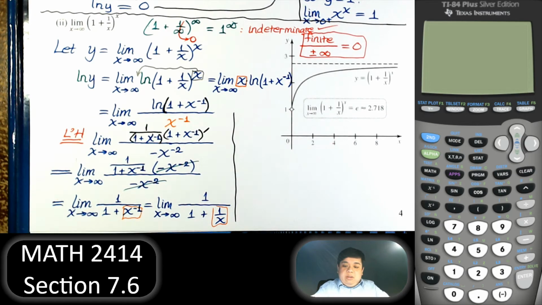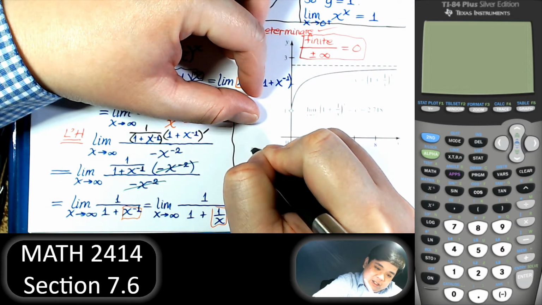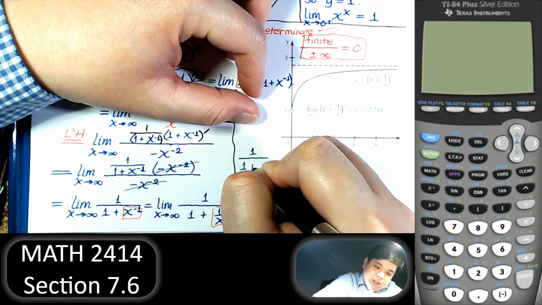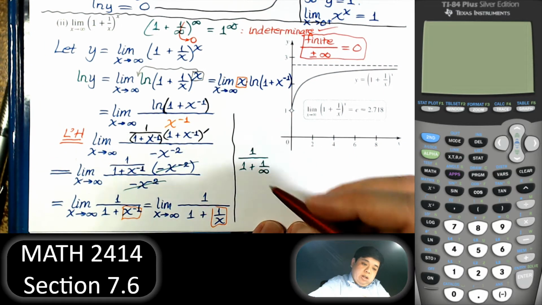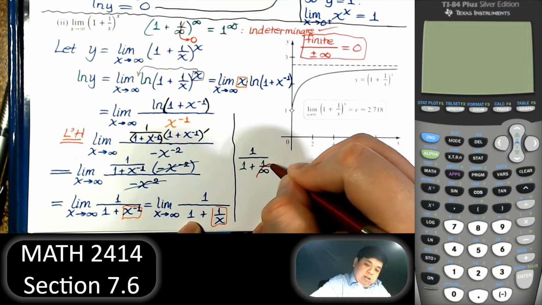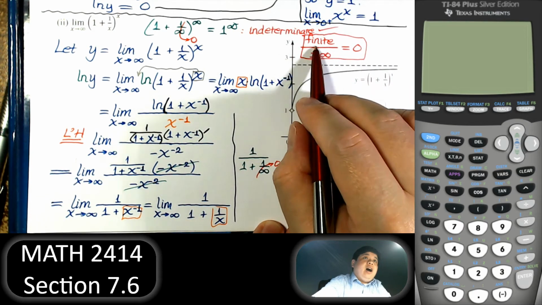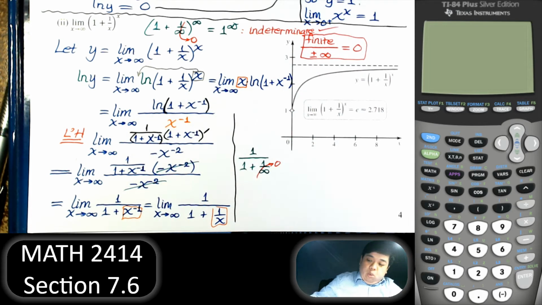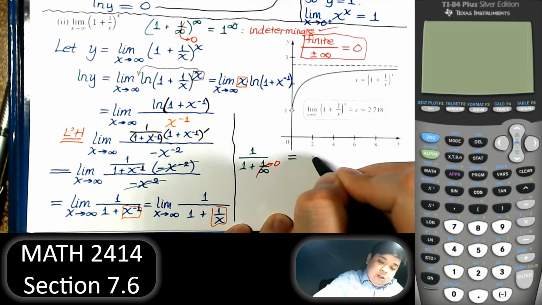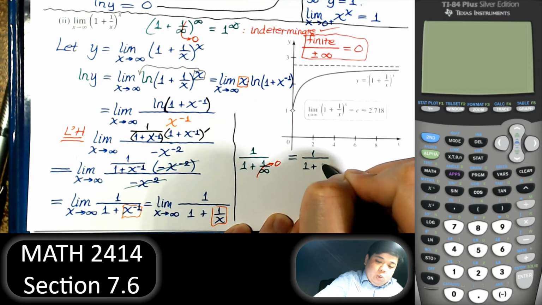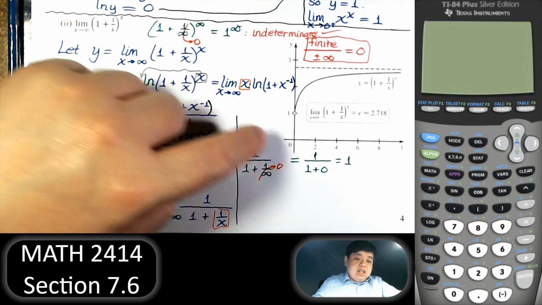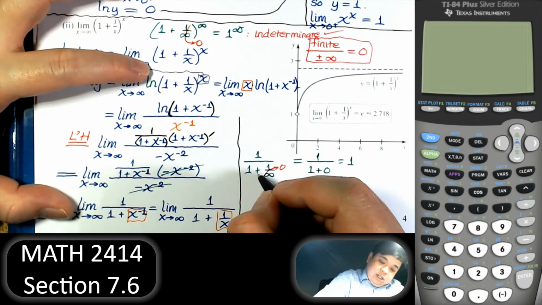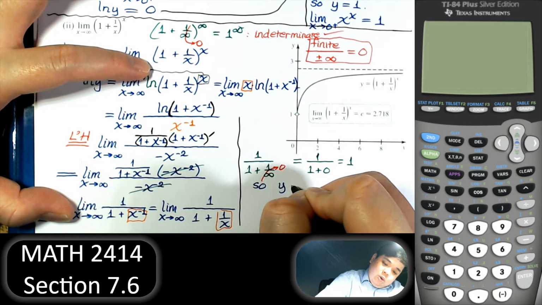Right, now let's put infinity in and see what happens. So we will have 1 over 1 plus 1 over infinity. We mentioned this before. 1 over infinity is 0 because a finite number divided by infinity is 0. So what we have is 1 over 1 plus 0, which is 1. So bottom line, the limit is equal to 1, or y is equal to 1.